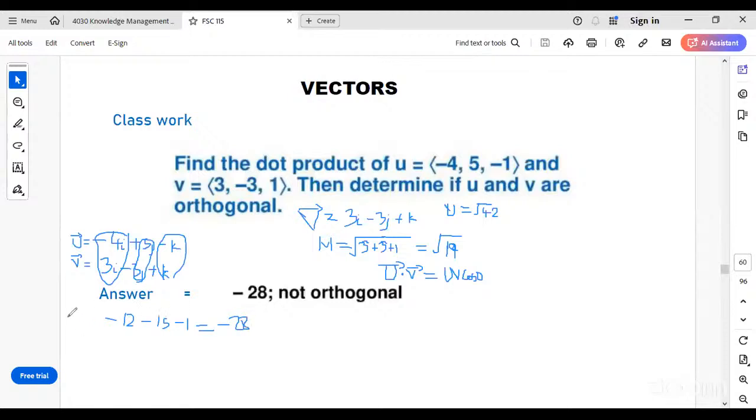That is u dot v is minus 28. So how do we know if it's orthogonal? So we are done, we find the dot product. This is minus 28. We got that right. How do we know if it's orthogonal? And from this formula, we make cos theta the subject.